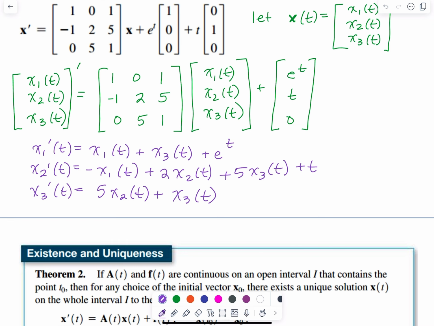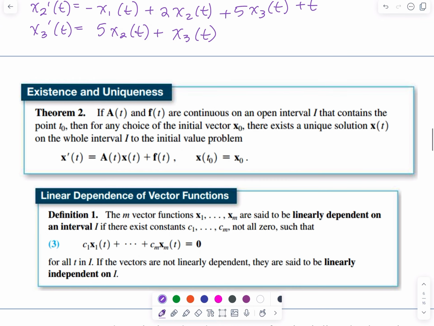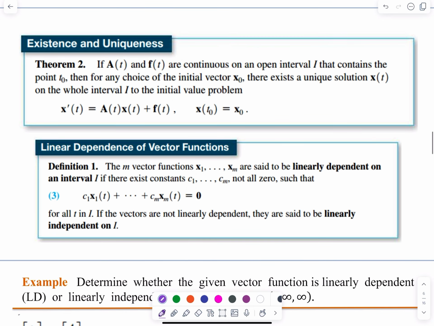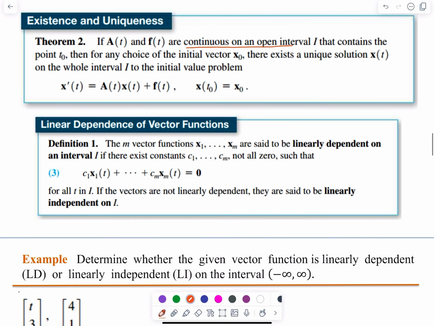Let's take a look at this existence and uniqueness theorem. So if our matrix A of t and f of t are continuous in an open interval I that contains the point t naught, then for any choice of the initial vector x naught, there exists a unique solution x of t, that's our solution vector, on the whole interval I to this IVP.